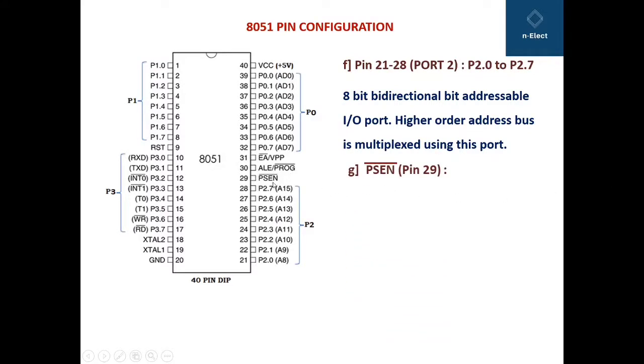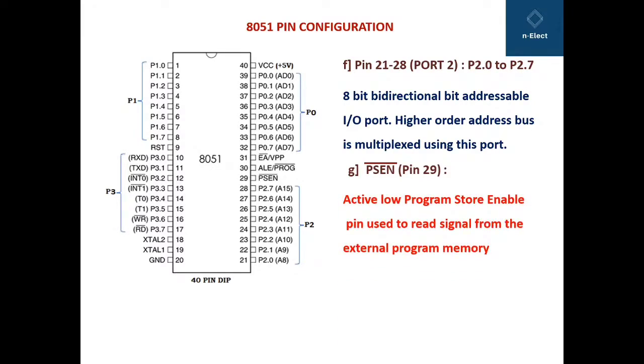Then next pin is PSEN bar. The bar indicates that this pin will be activated only when it is connected to ground. This is pin number 29. It is an active low program store enable pin, and it is used to read signal from the external program memory. The memory which is externally connected and which is a program memory, so it can read the signal through this particular pin. The signals from the external memory can be read easily by activating the pin PSEN bar.